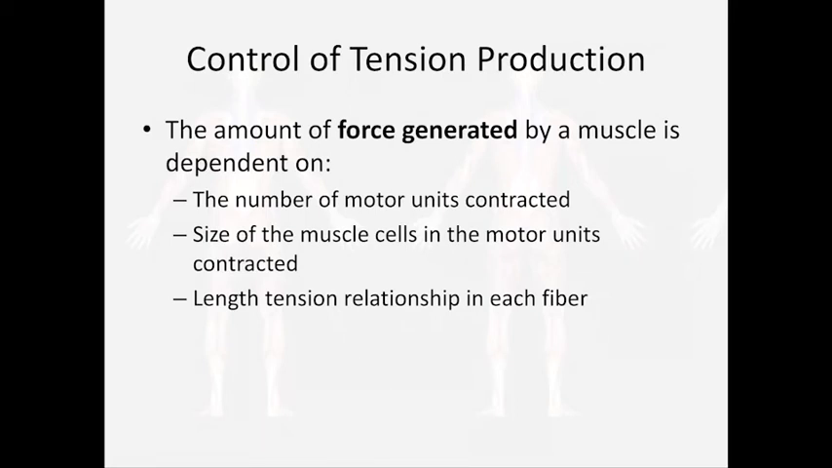Or I could also use my pec to throw a punch, right? To swing as hard as I can and punch a punching bag as hard as I can, right? Same muscle, but obviously my brain knows how to modulate the amount of force produced by that muscle and come out with a very different result. Okay, so there's three things that control how much force is produced by a muscle and how we modulate that force. Those three things are the number of motor units that we use in the muscle. Secondly is the size of the muscle cells in the motor units contracted. And then third is the length-tension relationship, where we started in that length-tension relationship in each fiber.